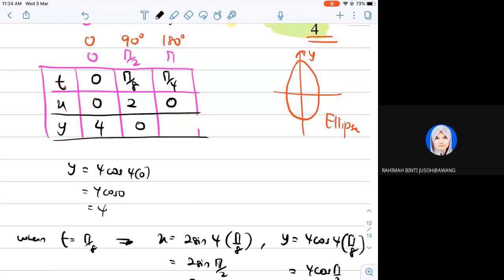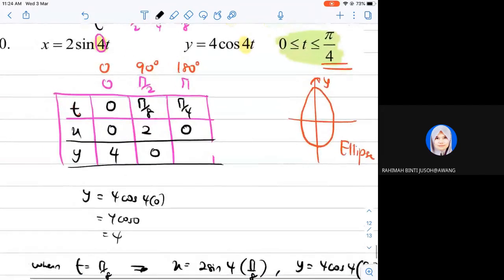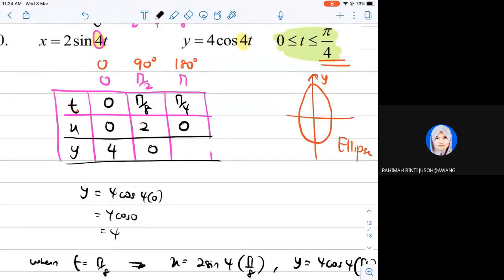Okay, and then if you keep continuing for pi over 4, kita akan dapat 0. X equals to 0, okay, and then 4 cos pi. We get -4. Okay, like this.